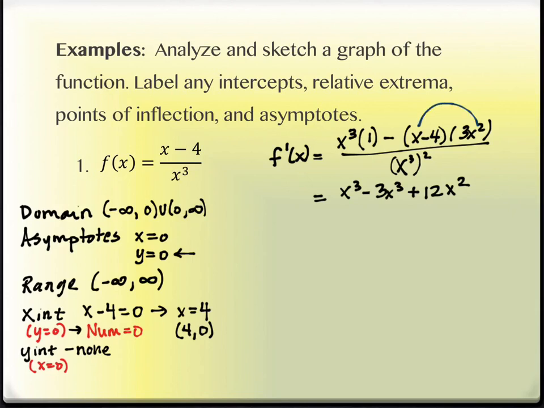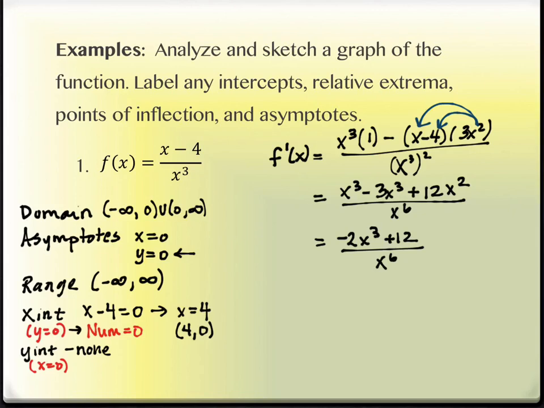Okay, so we're distributing this through. At least that was our goal. So I have 3x cubed and 12x squared, and then I have a negative and a positive. And the denominator is x to the 6th. Awesome. Okay, my x cubes can combine. So I actually have negative 2x cubed plus 12 over x to the 6th. Are we all good? Yeah? Okay. So now what?